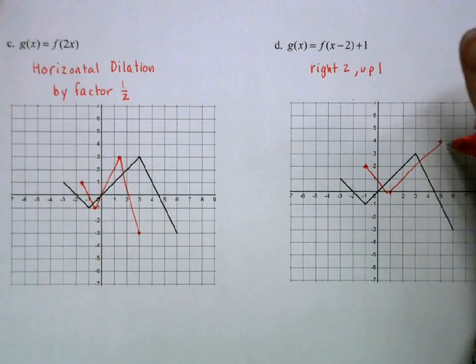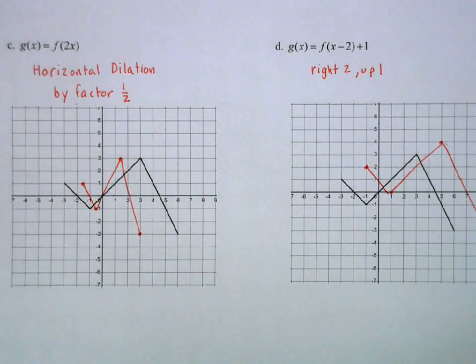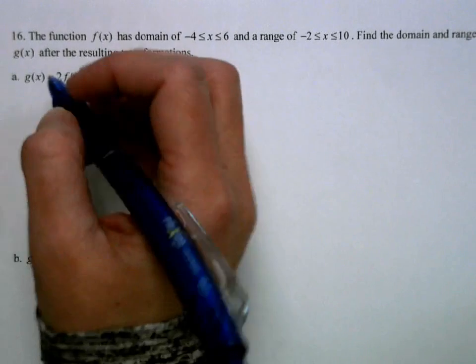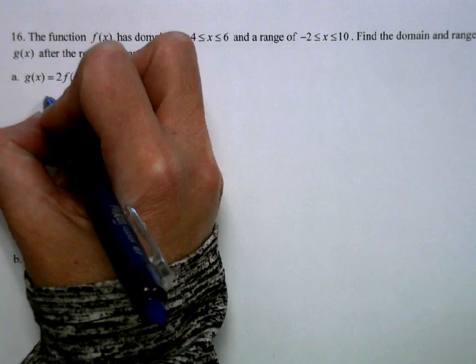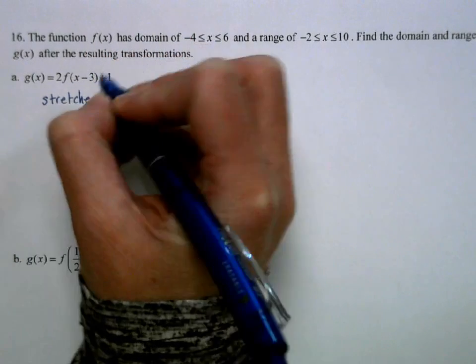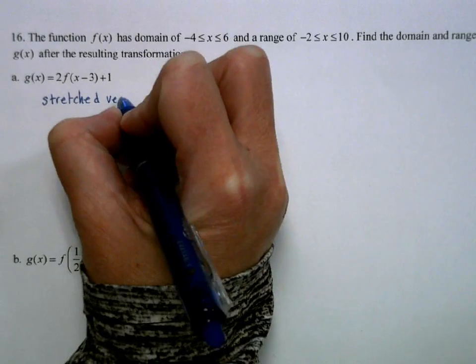Okay, so we have a function that has a domain of -4 to 6 and a range of -2 to 10. We're going to find the domain and range for g of x after some changes. So let's talk about the changes. So here we've got stretched vertically by 2. It's going to be moved to the right 3 and up 1.